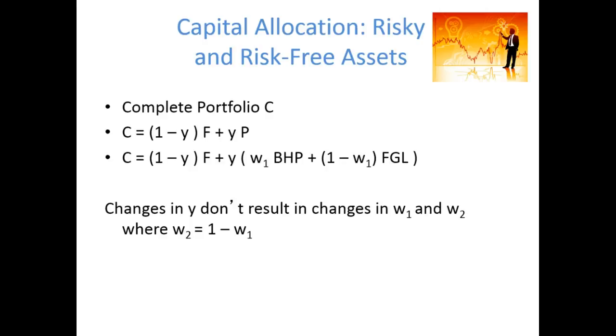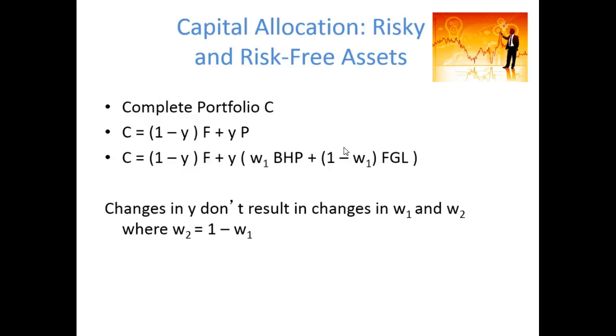So our complete portfolio C, after engaging in our asset allocation decision, comprises an amount Y invested in our risky portfolio. Remembering again, our risky portfolio is just a combination of BHP and Foster's Group shares, and an amount 1 minus Y, or the balance, invested in the risk-free rate, F. So we can expand on that. Given we know P comprises the BHP and Foster's Group shares, we can expand P from our previous slide, whereby P is the weight invested in BHP and the weight invested in Foster's Group.